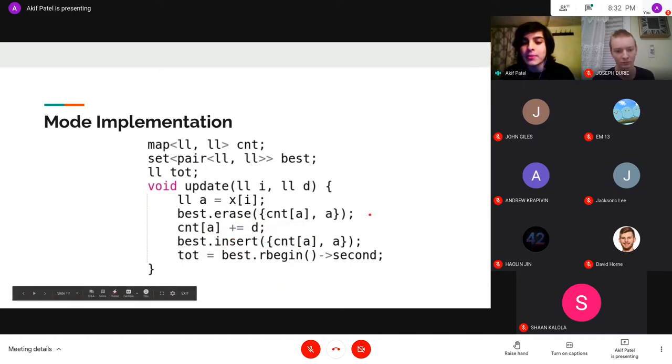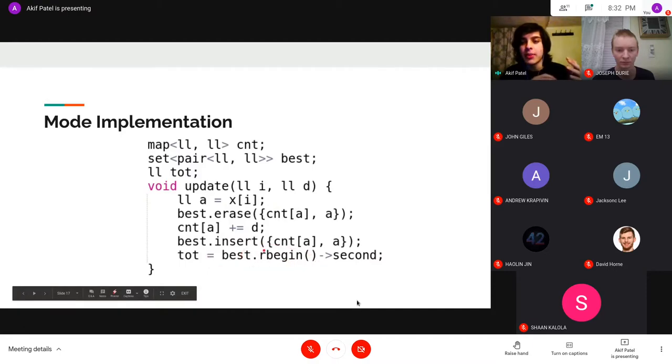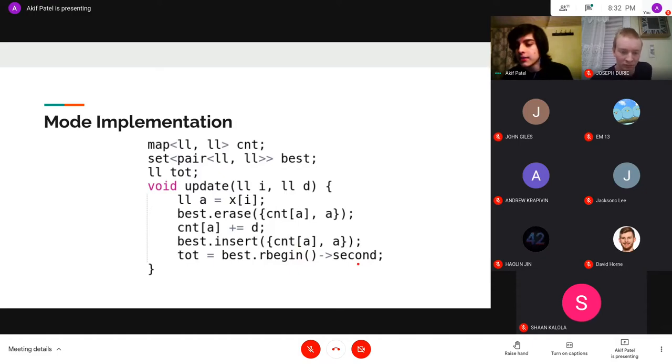So here you see we've updated best to have the new frequency for a, as opposed to the old one. And then tot, which is the final answer, the query answer, is currently just the rbegin, which is the biggest value in the set. Remember, this is the biggest count-valued guy in the set, and then we look at his value by taking the second. We look at the guy in the set with the biggest count, and then we take his value. Is this clear?